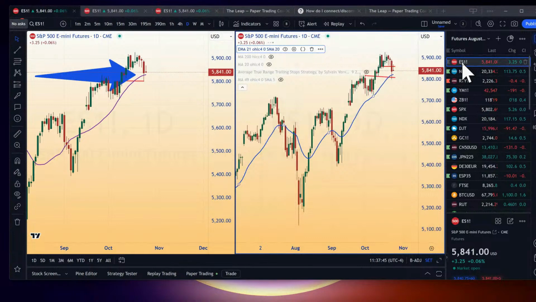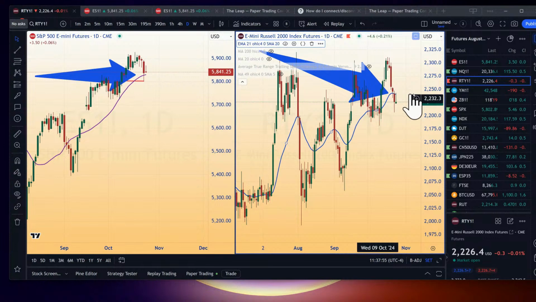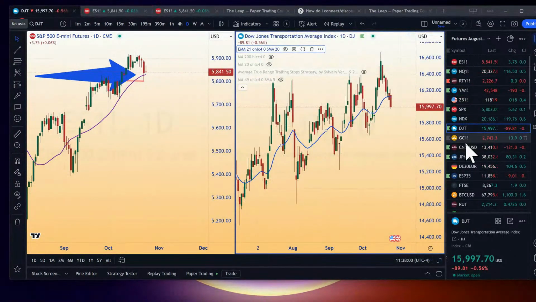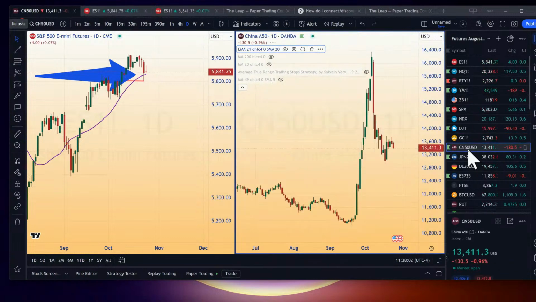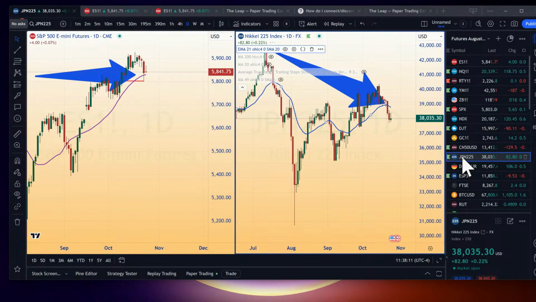How about the ES? Well, it works on the way up. I'm telling you, it don't work on the way down. It works until it doesn't. Didn't work in the Russell, didn't work in the bonds, didn't work in the transports. Definitely didn't work in the China market. As you see, it plunged under it, got over it, got under it. Didn't work in the Japanese market.